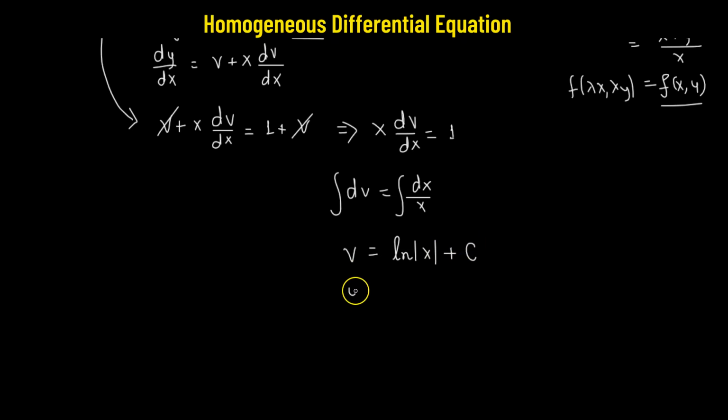Now we replace v with y over x. So y over x equals natural log of x plus c. We can simply multiply throughout the equation by x, and that leaves us with y equals x times natural log of x plus x times c. In this solution, the value of x cannot be equal to 0, and it was already mentioned in the question. That's because the logarithm function is defined for values of x greater than 0. So this is the required solution to the given differential equation.